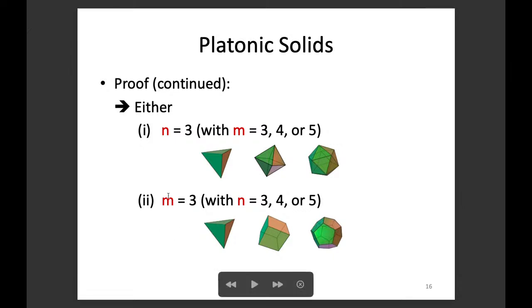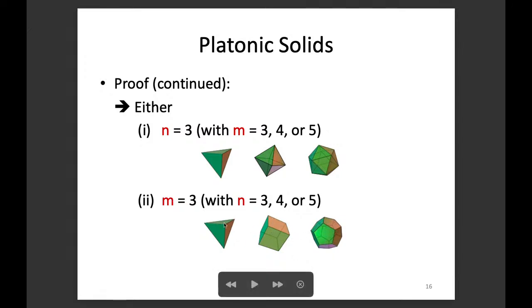Similarly, suppose that m is equal to 3, then the variation of n can only be 3, 4, 5 as well. And these are the corresponding shapes. And then one of them is in common, n and m both equal to 3. So that means that altogether there are only 5 platonic solids. That's it. Okay, so here, let's take a look.